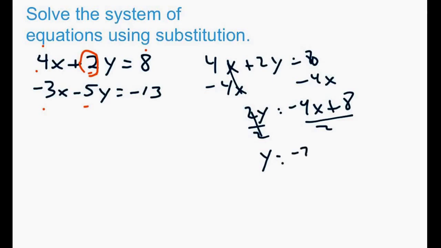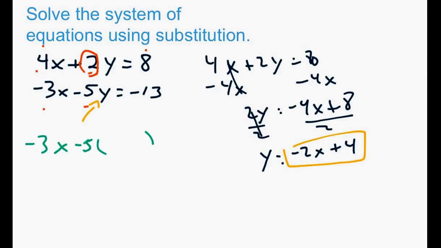y equals negative 2x plus 4. So now we have it. y equals negative 2x plus 4. So I can substitute that negative 2x plus 4 in for y in my second equation. So negative 3x minus 5 times negative 2x plus 4, because that's what y equals.